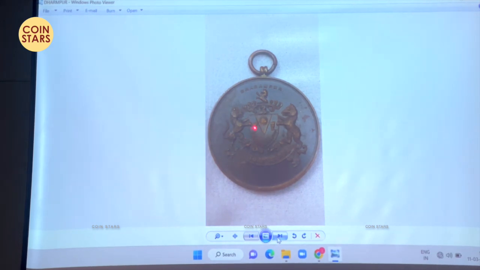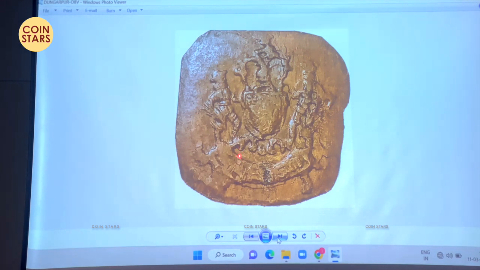Next. This is of Dharampur in South Gujarat, near Vapi. Next. This is Dungarpur. One side is very lightly struck, so is not very clear.